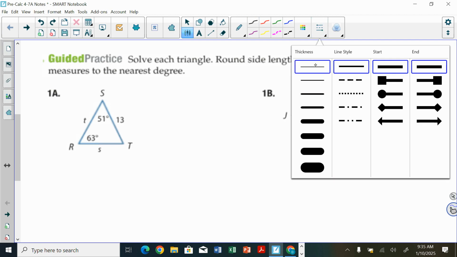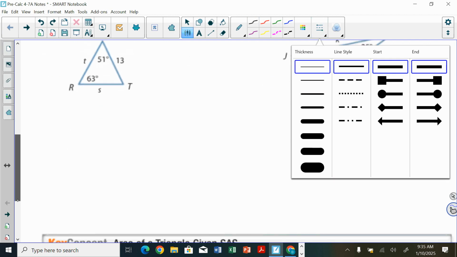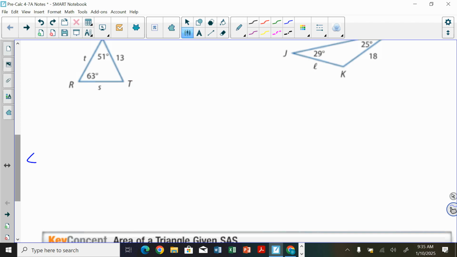So when we do that, I'm just going to make a little chart down here with all my angles, angle R, angle S, angle T, and then I'm also going to have my side lengths down here so I can put them in there. Now, I'm just going to write the given information in. I know that angle R is 63 degrees. That was given to me. I know angle S is 51 degrees. That was given to me. Angle T, I don't know. And I also know that side r is 13. That's the given information.